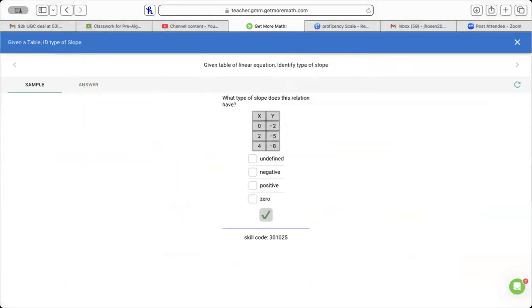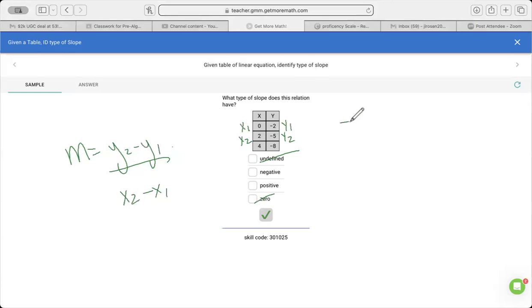But let's look at another one. So this one, I don't have the x's repeating, I don't have the y's repeating, so I'm going to automatically cancel out these two. Just saves me some time. And then x1, y1, x2, y2. Make sure we use the formula y2 minus y1 over x2 minus x1. So y2 is negative 5 minus negative 2 over 2 minus 0. And then plug it in the calculator. Negative 5 minus negative 2 equals negative 3. And 2 minus 0 is 2, so it's a negative 3 halves. It's a negative slope.